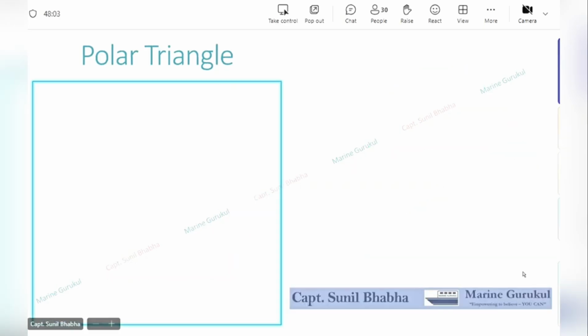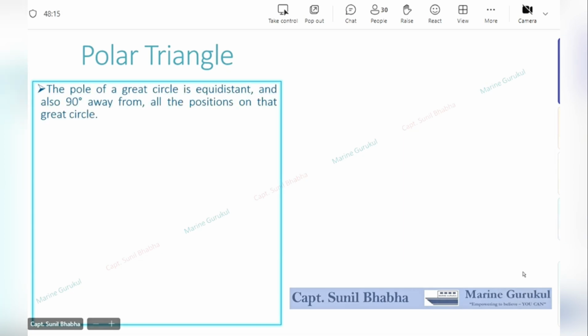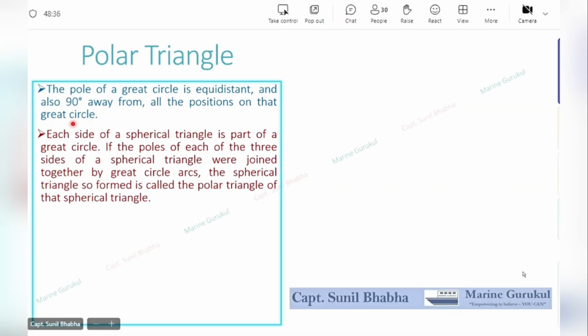Let us now understand what is a polar triangle and what are its properties so that we can use this information to solve these type of questions. Now, every great circle has two poles. The pole of a great circle is equidistant from all the points or all the positions on that great circle. And that pole is also 90 degrees away from all the positions on that particular great circle.